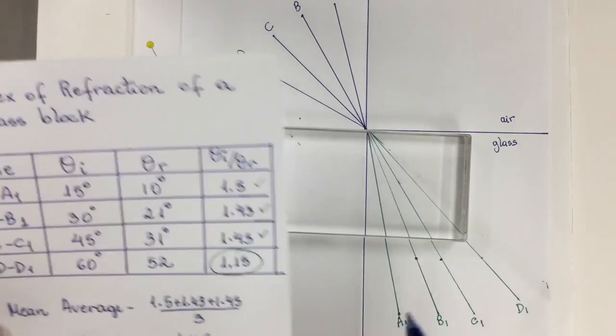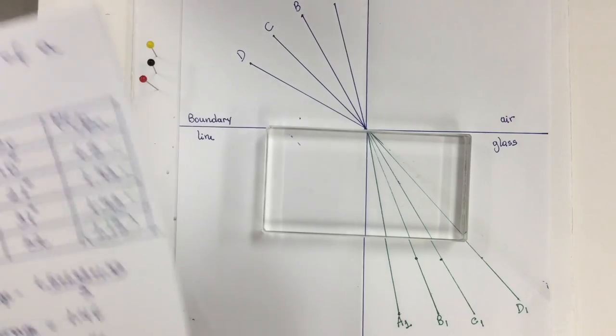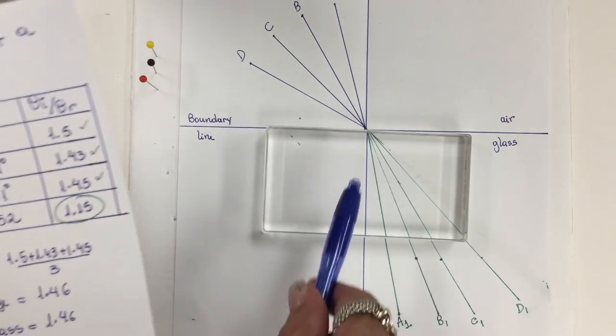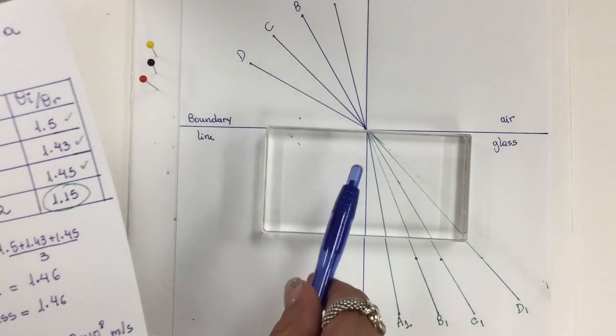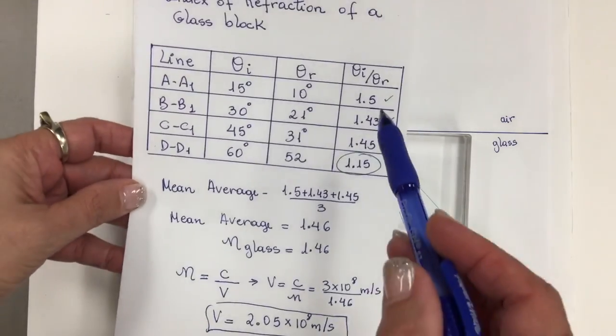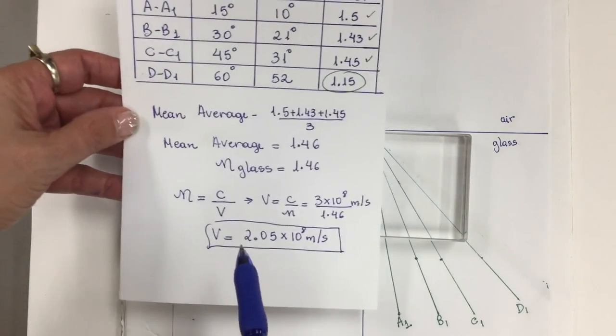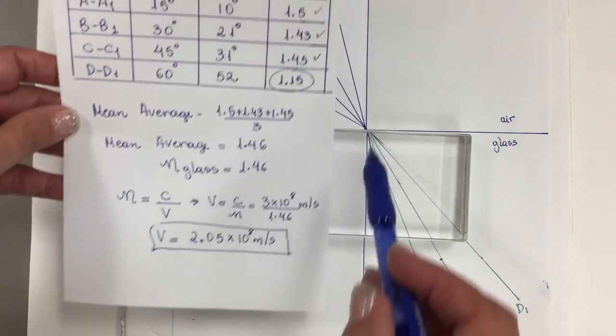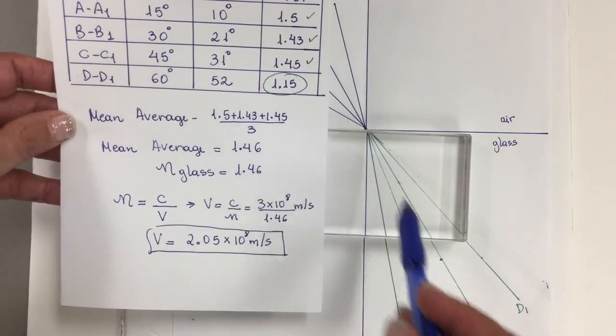So through this experimental lab, I was able to calculate the index of refraction of this glass and also use the result to calculate the actual speed of light as it travels through this glass.